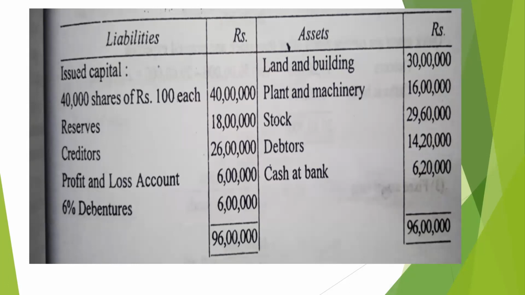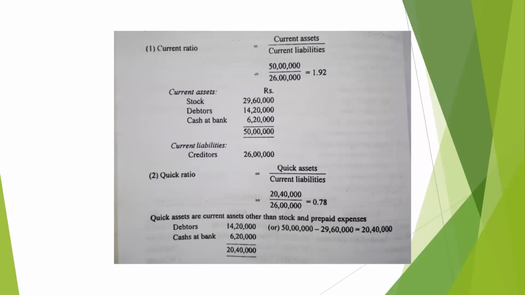Here, the first 2 items are fixed assets. Land and building and plant and machinery are fixed assets. So, it is not coming under the heading of current assets. So, next item is stock. It is current asset. Then fourth item is debtors. It is also current asset. Then fifth item is cash at bank. It is also current assets. So the total 29,60,000 plus 14,20,000 plus 6,20,000. So the current asset value is 50 lakhs.